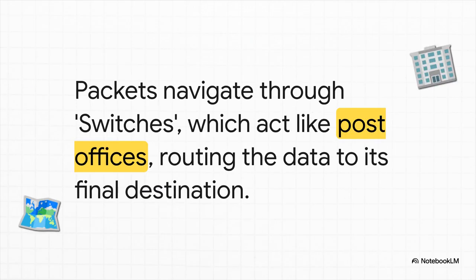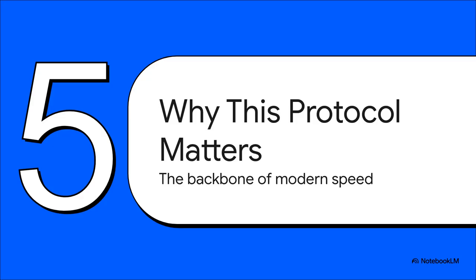So, we've seen the letters get sent and received. But how do they know where to go in this digital city? Well, they travel through a network of switches. You can think of these like the central post offices or sorting hubs. They read the address on every single packet and route it down the right path to make sure it gets to the correct building.